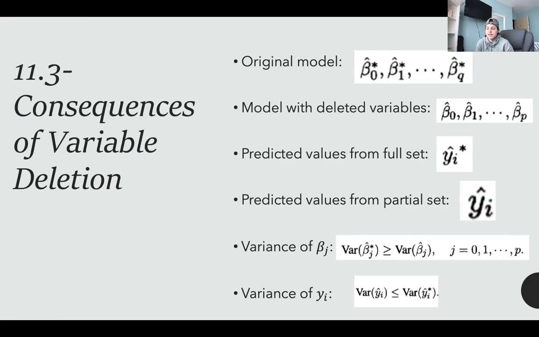The better way to compare the variances is by the mean squared errors. So the variances of the predicted y's are going to be compared similarly to how the betas were. The variance of y sub i hat is always going to be less than or equal to the variance of y sub i star hat. That is, the variance of a predicted value from the subset is less than or equal to the variance of the predicted values from the full model. So even though the variables deleted have non-zero coefficients, the coefficients of the retained variables may be estimated with smaller variances.